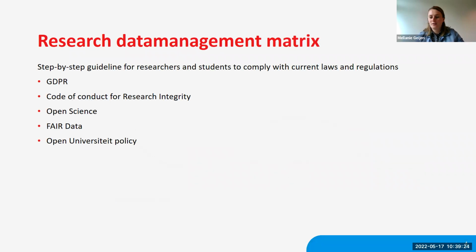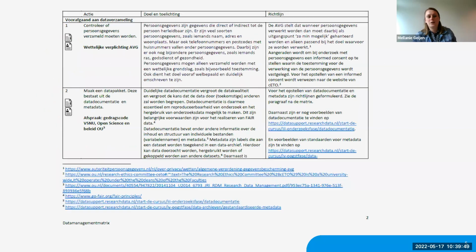Instead of a rigid policy document, we created a step-by-step guideline for researchers and also students to comply with the current laws and regulations. For example, the GDPR, the Code of Conduct for Research Integrity, the Open Science Principles, FAIR data, and also the regular Open University policy. Unfortunately, it's in Dutch, but this is a small example of how the matrix looks.